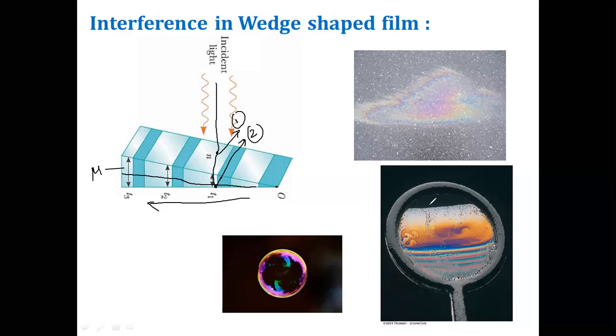These are examples of the wedge shape film. आपके soap bubble में या आपके petrol on the road, all these are examples of wedge shape film because the thickness of these films is not uniform. The thickness keeps on varying.